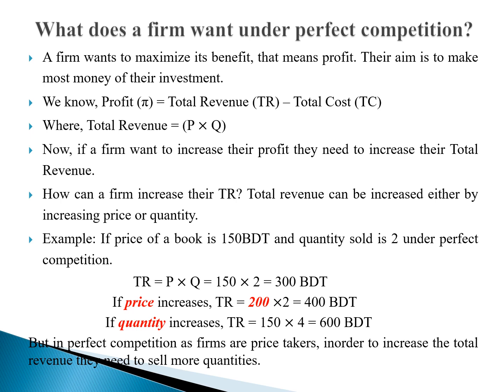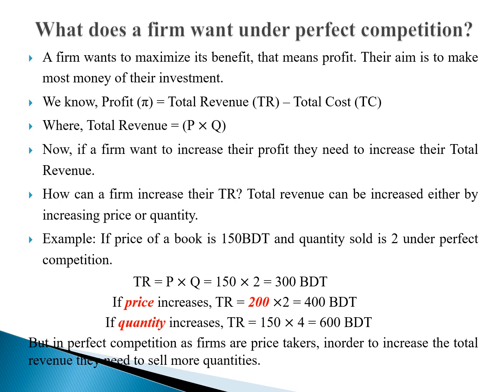However, let's change the price. Instead of 150, if the price becomes 200, then by selling the same amount, the bookshop is now getting a bit more. Now 200 into 2 is equal to 400 BDT. So for the same quantity of books, the bookshop has now earned a little bit more. They have gained 100 taka more from this selling, because the price has increased.